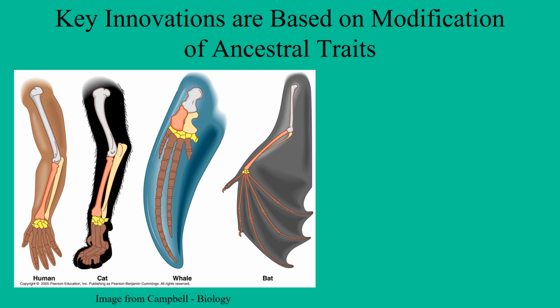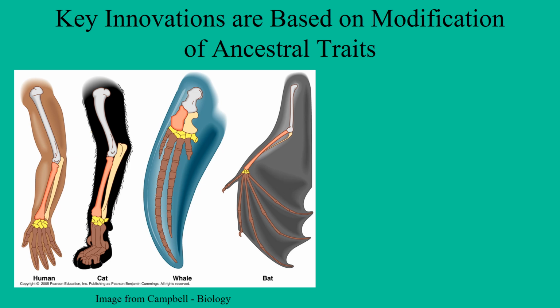A lot of times evolution is going to operate on modifying ancestral traits. So if you look at the bones of any mammal, whether it's a human, a cat, a whale, or a bat, the arm structure is going to be the same. So the human has a humerus bone at the top, a radius and ulna at the lower part of the arm, wrist bones, and then they have the carpal bones, which are the big long bones in the palm of your hand. And then at the tip, the digits, the little segments, are called phalanges.